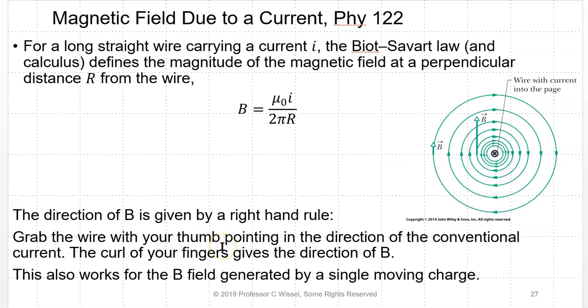You grab the wire with your thumb pointing in the direction of the conventional current. The curl of your fingers gives the direction of B. This also works for the magnetic field generated by a single moving charge. So in this case, the current is going into the page. You would grab the wire with your thumb pointing into the page. The curl of your fingers around the wire is clockwise.